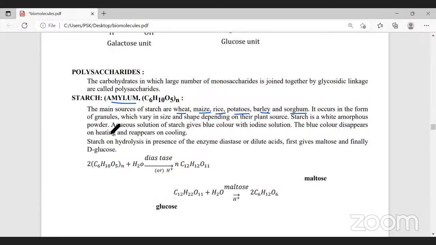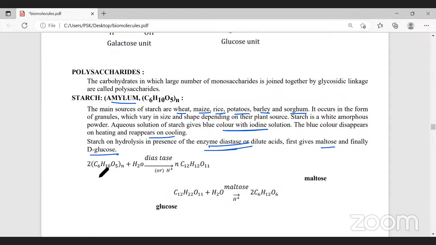Starch is a white amorphous powder. It is not sweet to taste. It is not soluble in water. It gives blue color with iodine. Starch can be used as an indicator in titrations. The blue color disappears on heating and reappears on cooling. Starch on hydrolysis in the presence of an enzyme diastase or dilute acids first gives maltose and finally D-glucose.